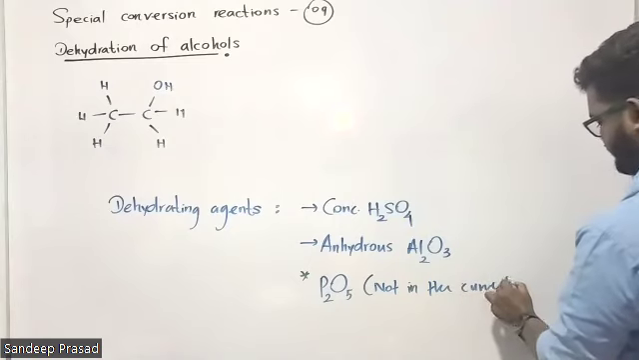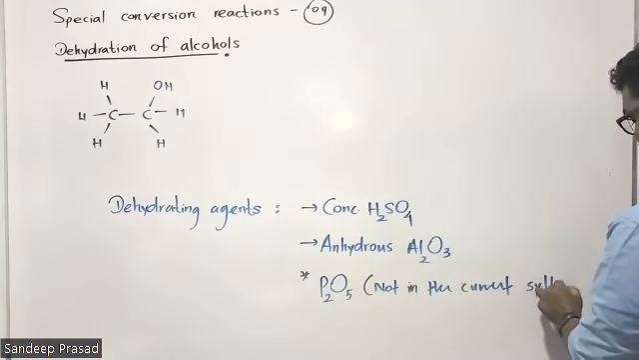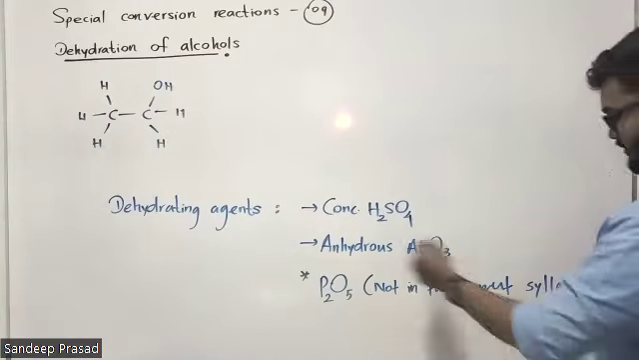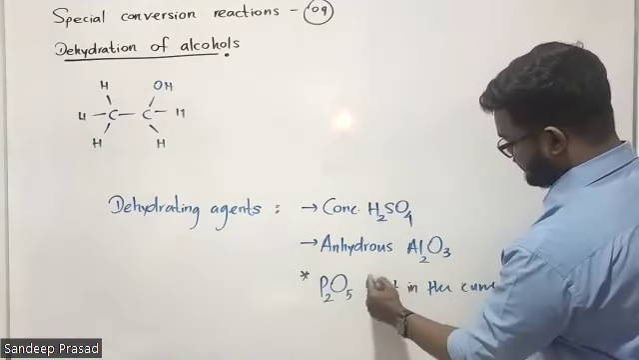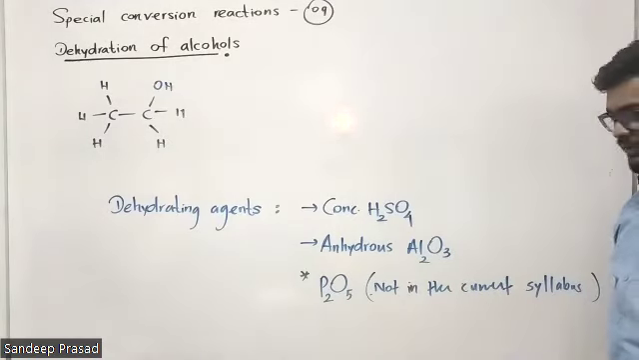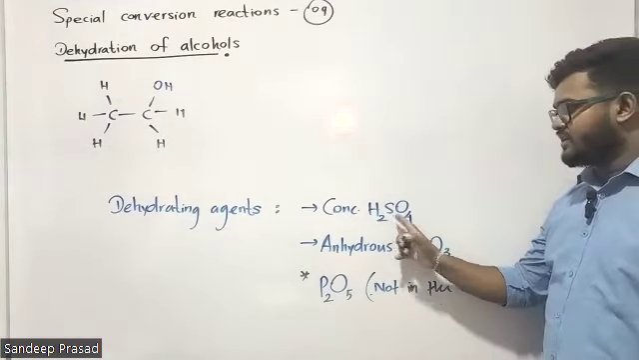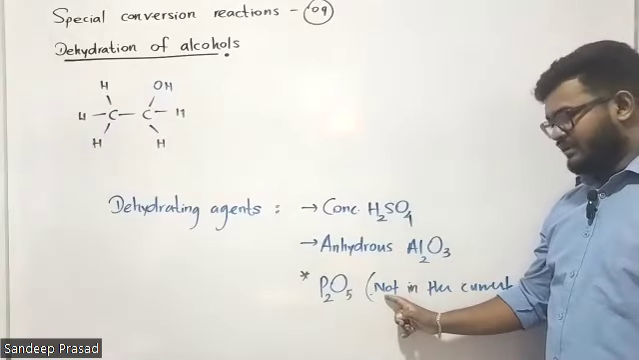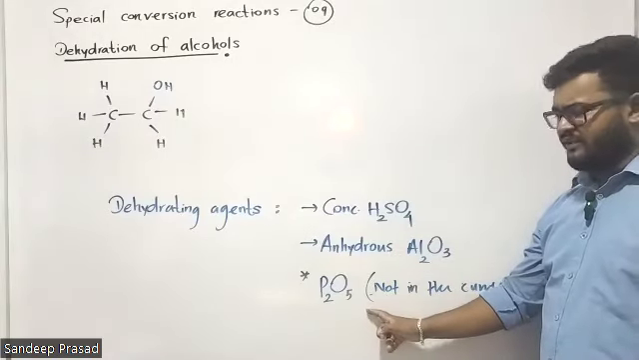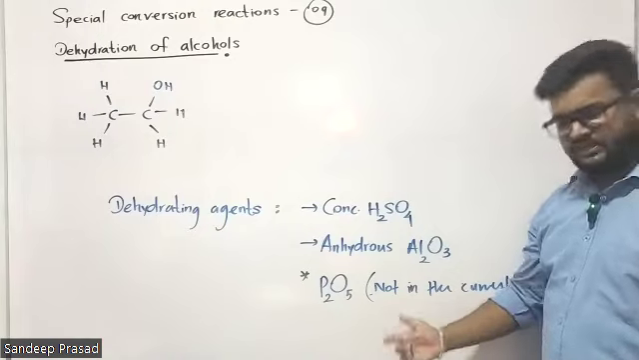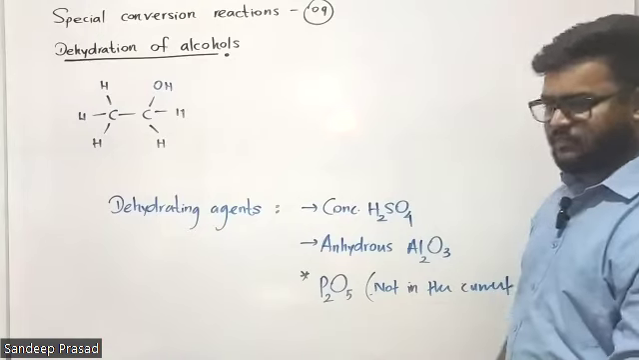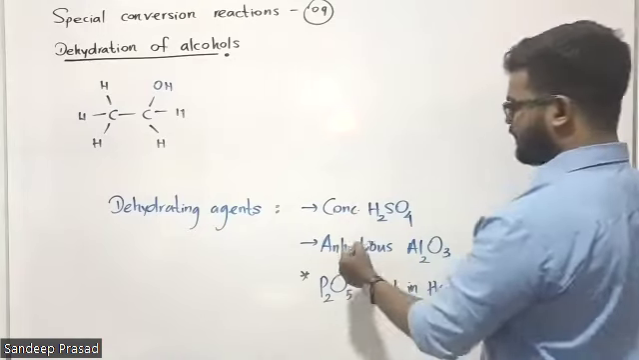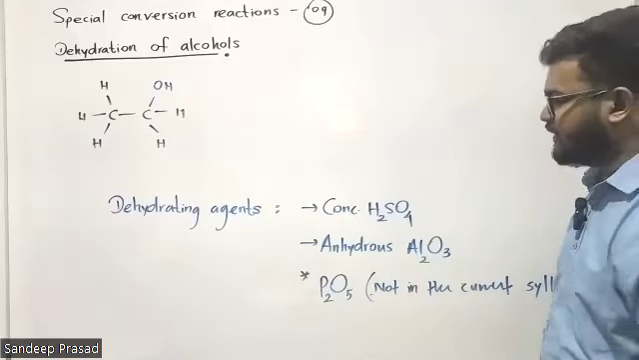It's not in the current syllabus. Actually, before 2011, we used P2O5 also, but now you have to use concentrated sulfuric acid and anhydrous alumina. If you use P2O5, they won't cut off marks, but it depends on the marking scheme. But better you use concentrated sulfuric acid and anhydrous alumina.